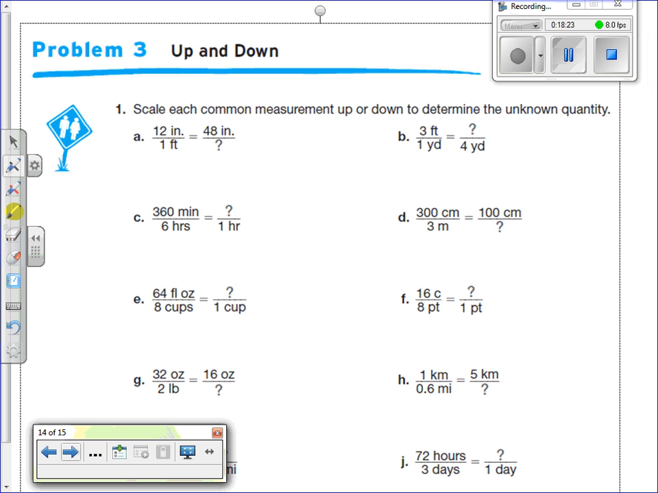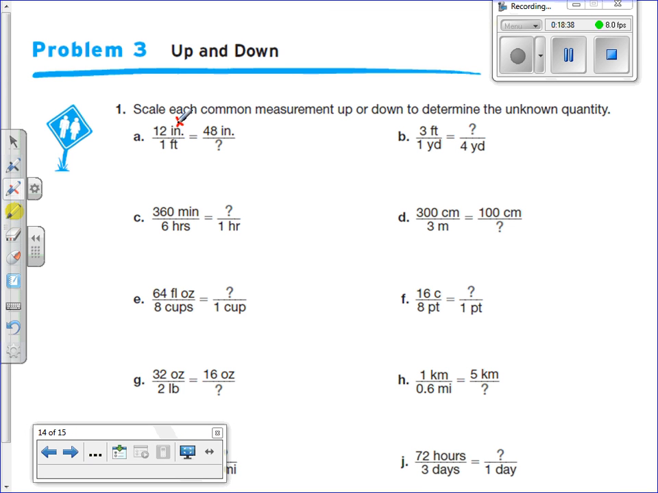Okay, so scale each common measurement up or down to determine the unknown quantity. So I'm going to go ahead, I'll do a couple with you, and then I want you to finish this and check yourself. So for instance, let's do number 1. So 12 times something gives me 48. So 12, 24, 36, 48, it's multiplied by 4. So then therefore I have to multiply by 4 down here to get a total of 4 for the missing term that I'm supposed to fill in right here.